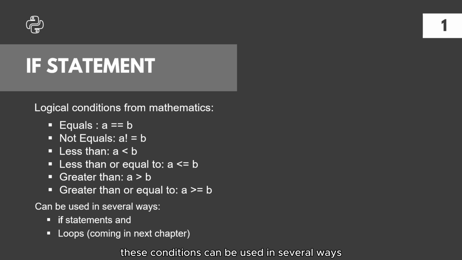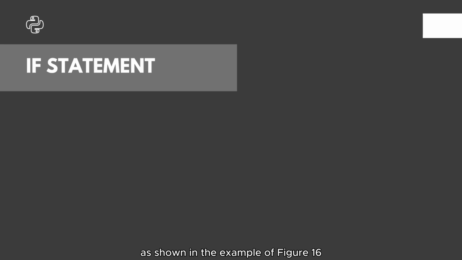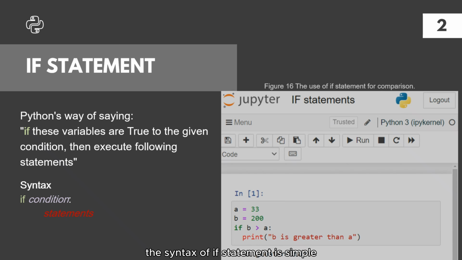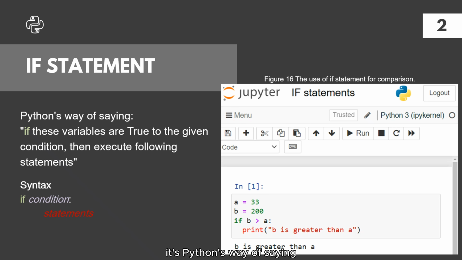These conditions can be used in several ways, most commonly in if statements and loops. An if statement is written by using the if keyword as shown in the example of figure 16. The syntax of the if statement is simple. It's Python's way of saying if these variables or values are true to the given condition, then execute the following statements. See the syntax, it just starts with the keyword if, and after a space write your condition and then end the line with the colon.